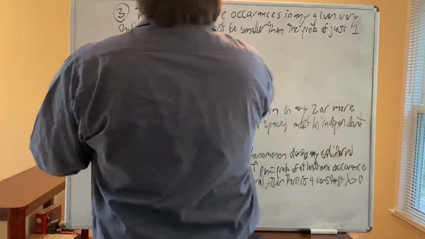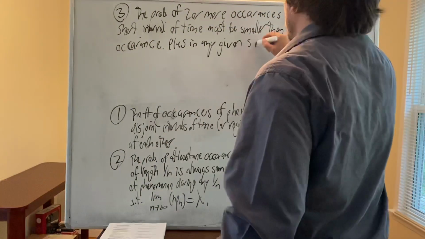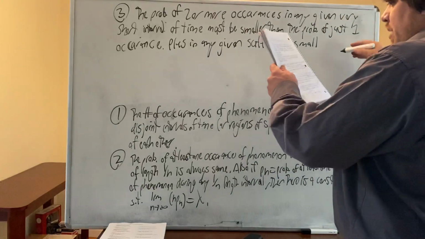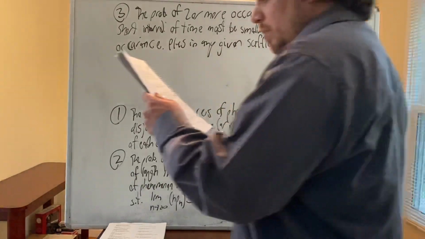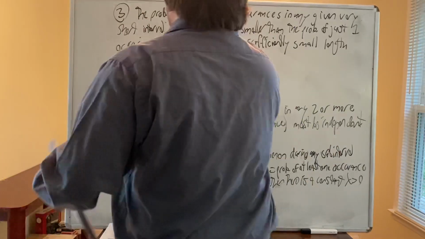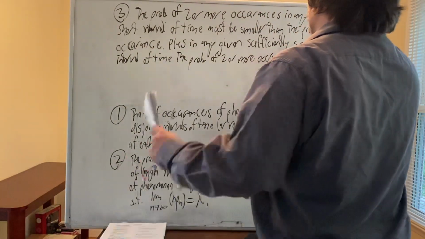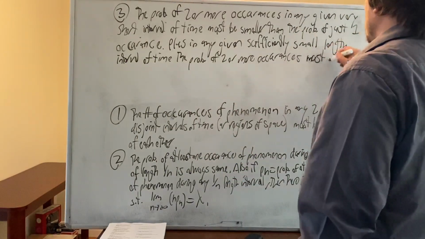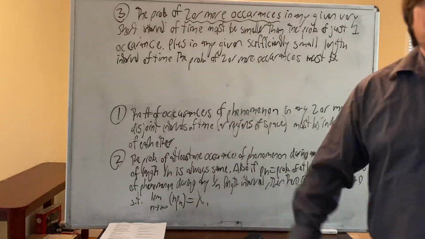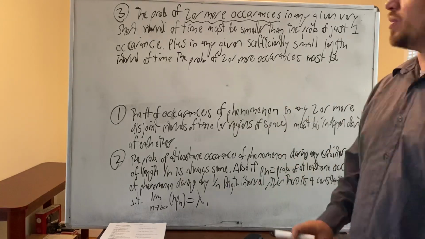And in addition to that, in any given sufficiently small length interval of time, the probability of 2 or more occurrences must be about... So it's not just the number 2, it's 2 or more. So the probability of 2 or more calls in those 10 seconds is less than the probability of just one phone call. Okay.